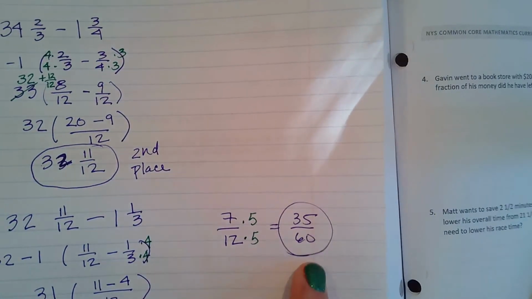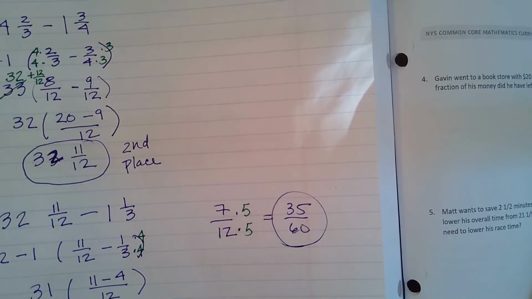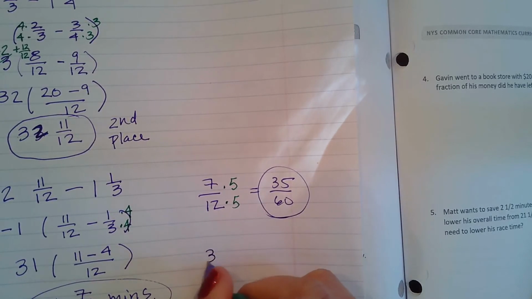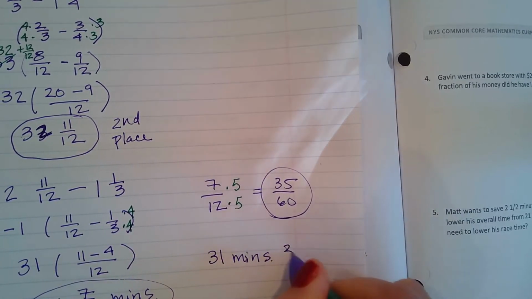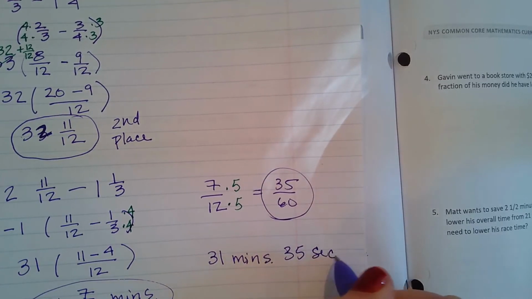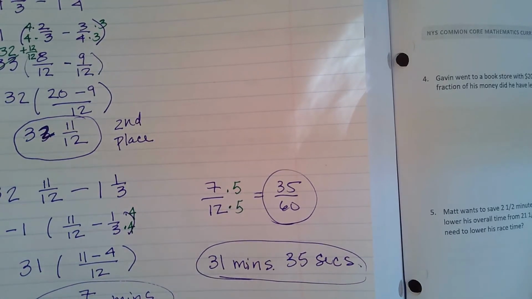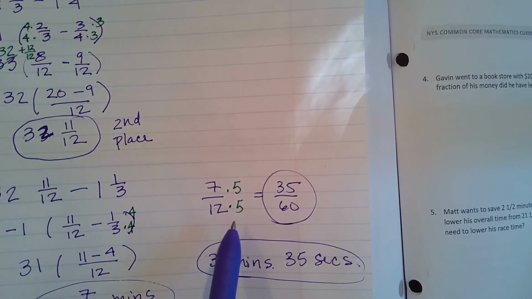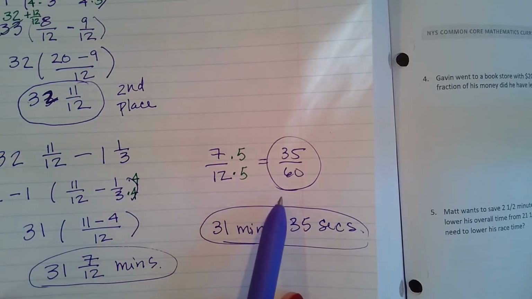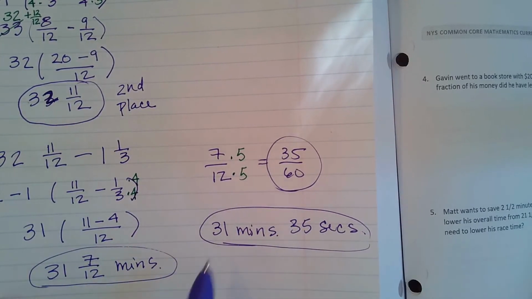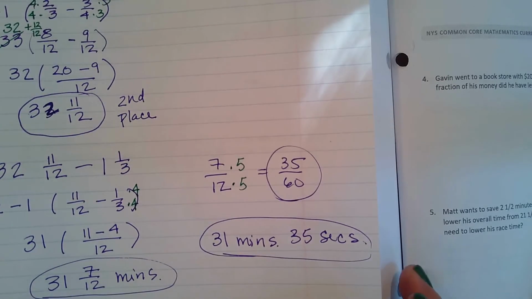So the winner's time, this is the answer right here. It's 31 minutes, 35 seconds. That is your answer. So this last little step right here, where you're converting your fraction into seconds, right there. The winner's time is 31 minutes, 35 seconds.